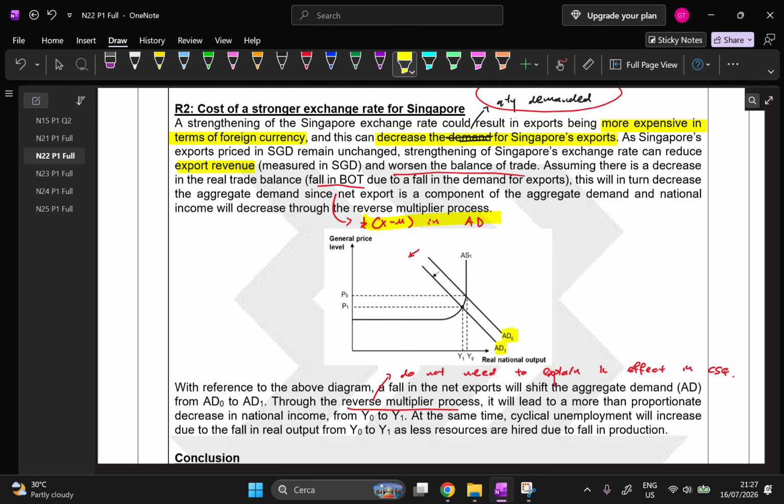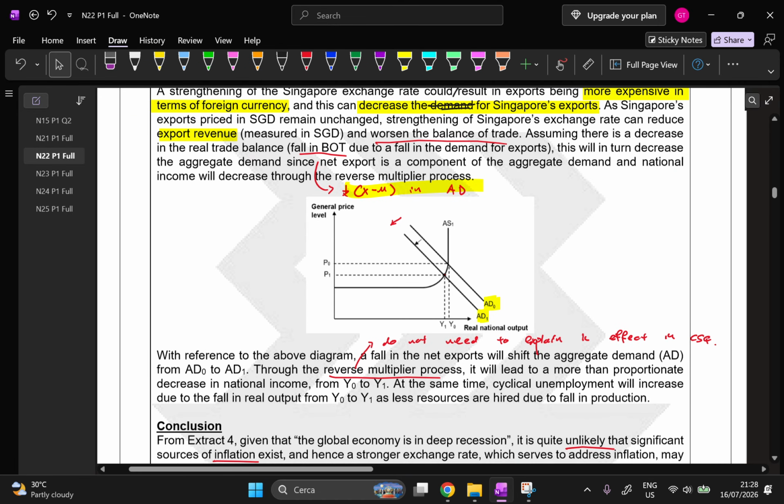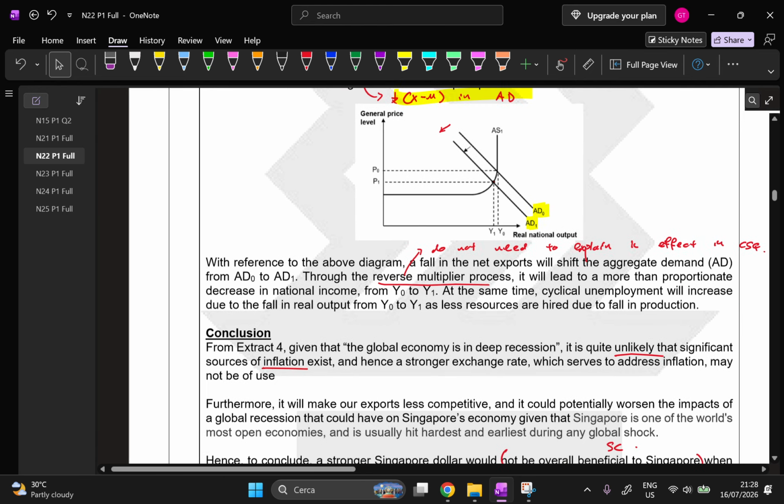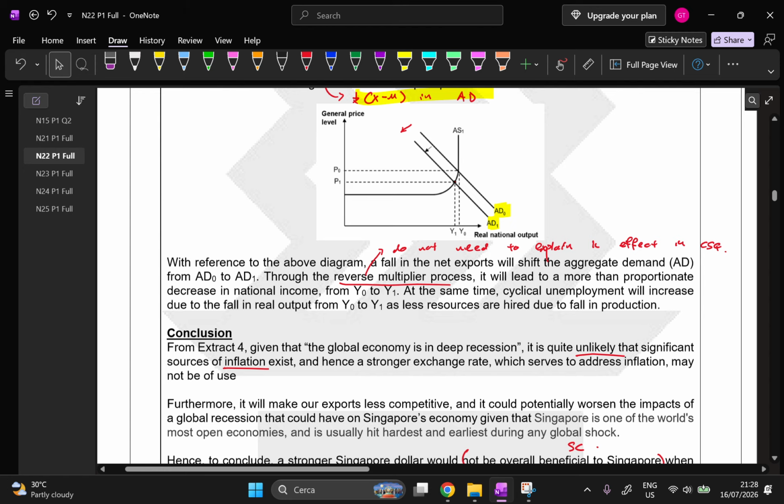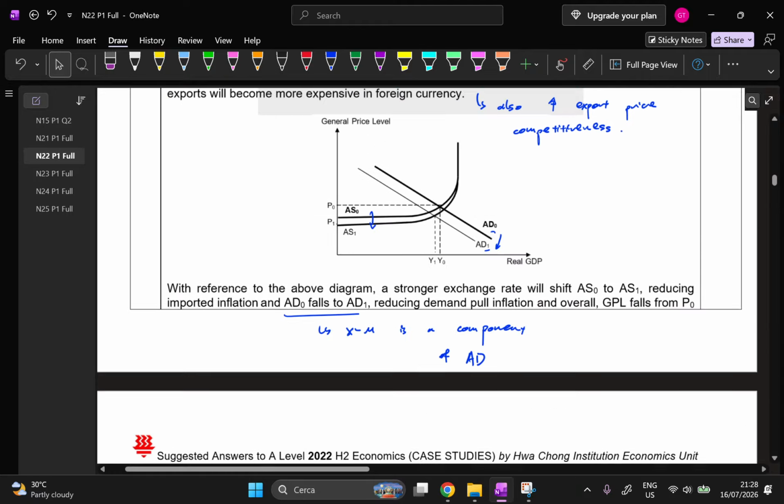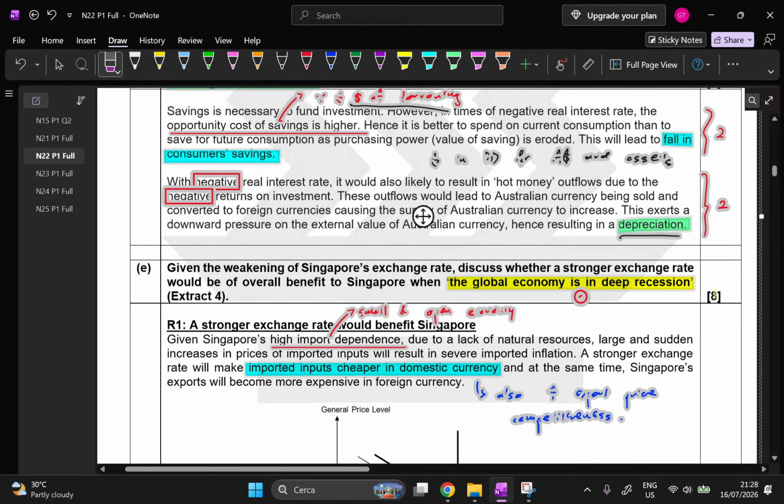Then only can I talk about how AD will decrease. Because AD decreases, I have the reverse multiplier process. Can I emphasize here, if this were an essay, of course, I will ask you to write the entire reverse multiplier paragraph. But let's be honest, 8 marks.